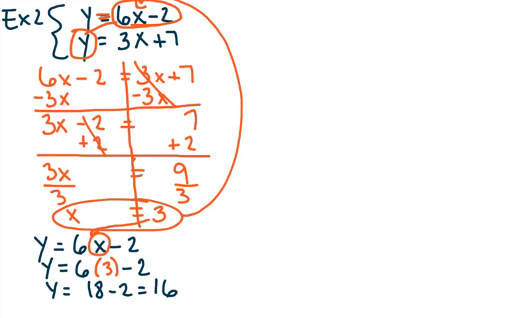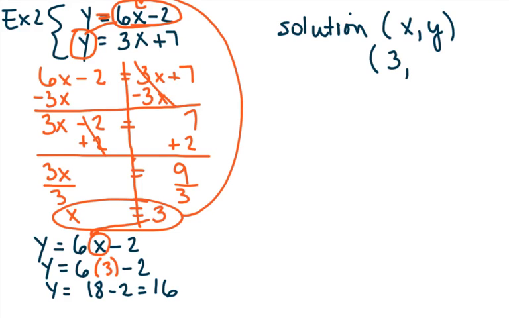Step 4 is to write the solution. So my solution is the point where the two intersect, and the x value comes first, the y value comes second. So my solution is the point (x, y), where x is 3 and y is 16, which is (3, 16).